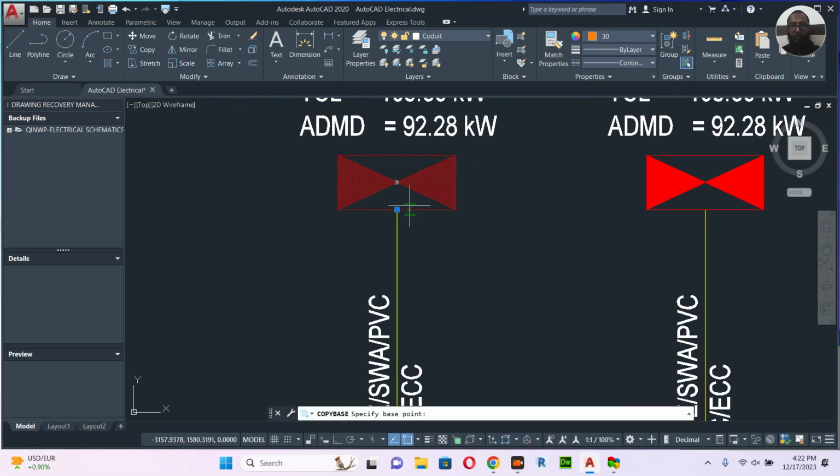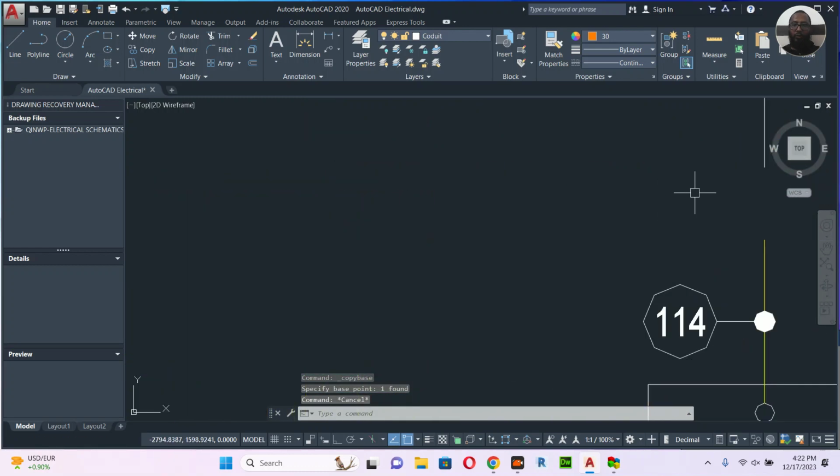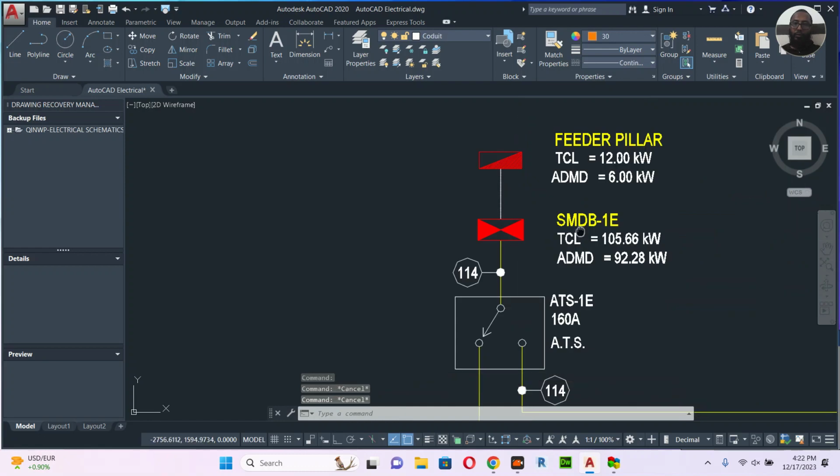Ctrl Shift C and Ctrl V. If you press Ctrl Shift V again, it will paste as a block. I hope you know that one.